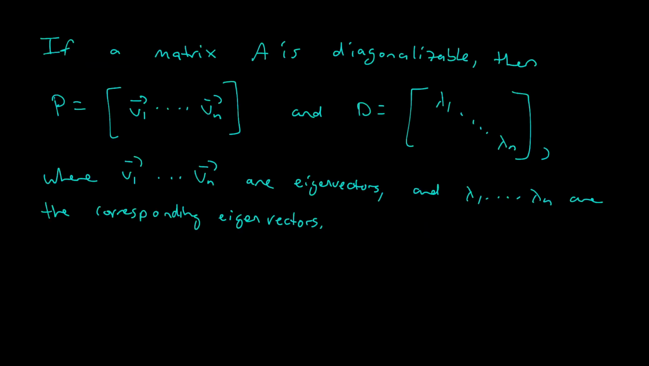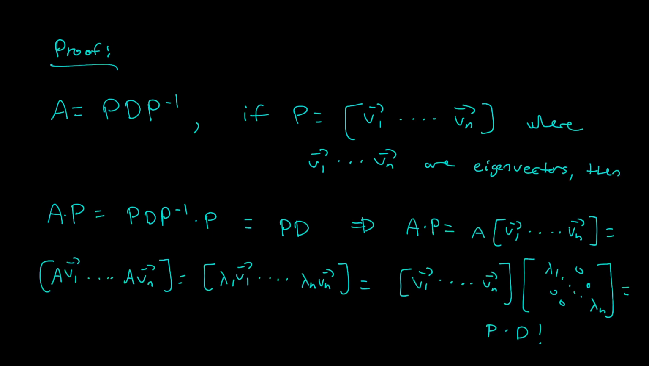If a matrix A is diagonalizable, then that means the matrix P is the vectors v1 all the way to vn, where v1 through vn are column vectors, and D is the diagonal matrix with the corresponding eigenvalues. And I realized I made a mistake, so here I should have said eigenvalues and not eigenvectors. And I'll give a short proof of this.